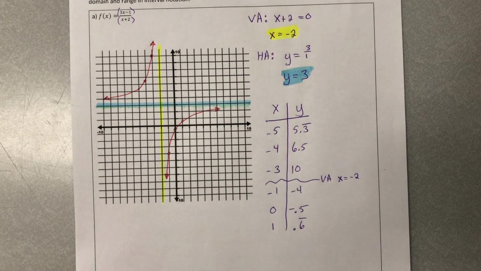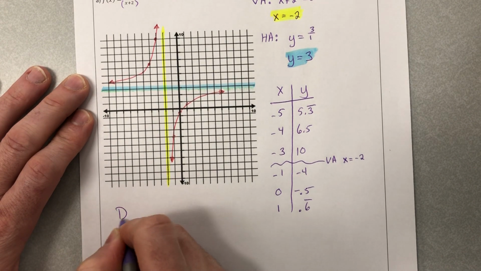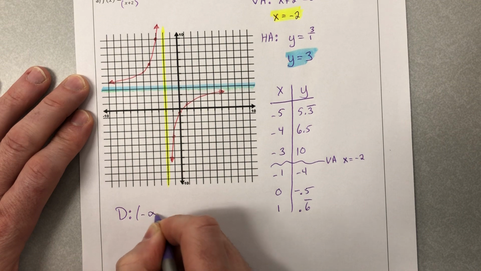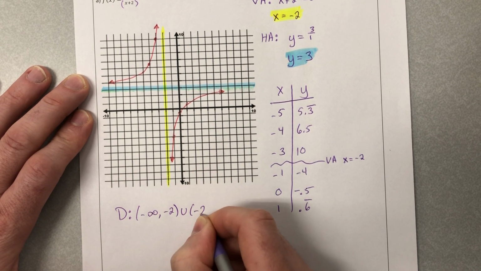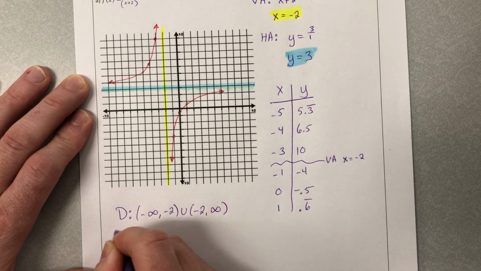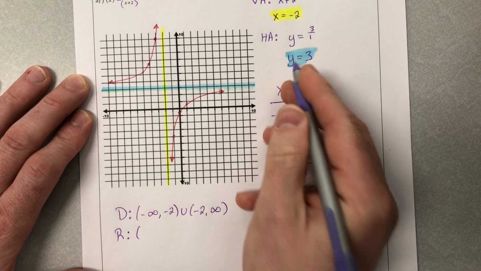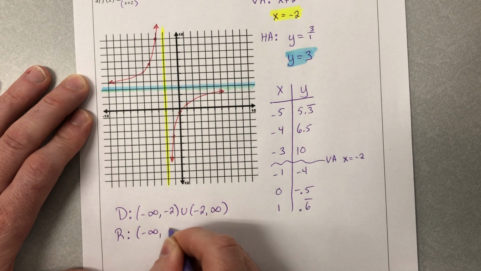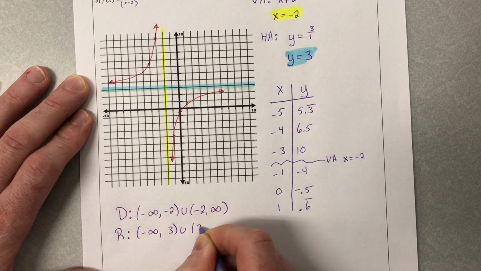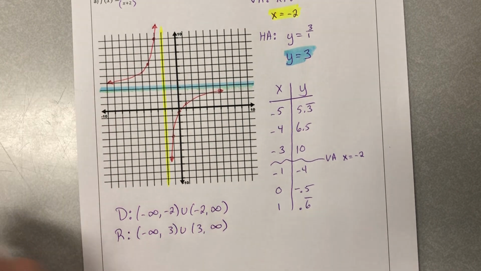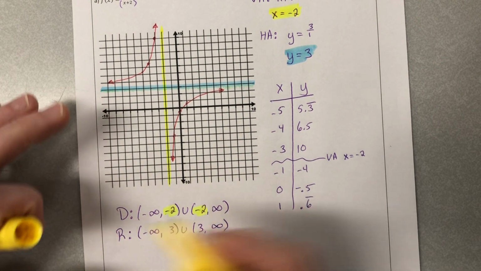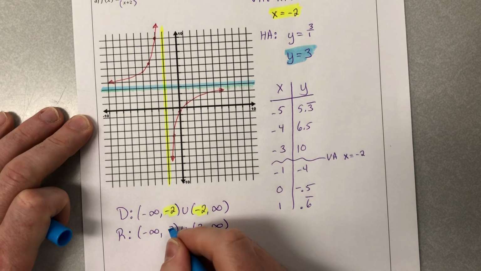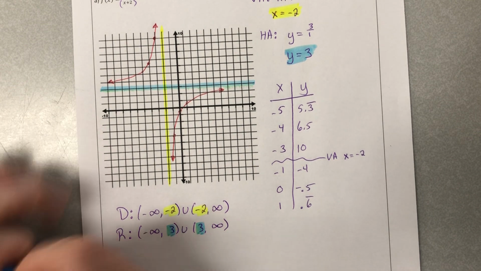The only other thing we need to do here is the domain is negative infinity to negative 2, union negative 2 to infinity, and our range is our horizontal asymptote, negative infinity to 3, union 3 to infinity. Okay, once again, I'll highlight these with the same color so we can see the connection, hopefully. All right, so it is a new concept.